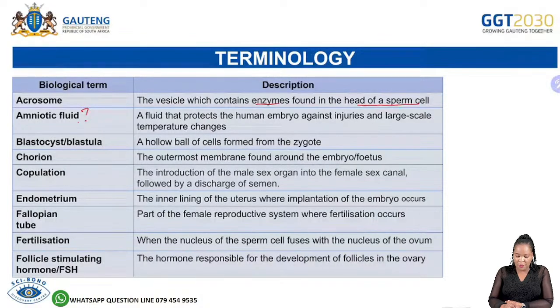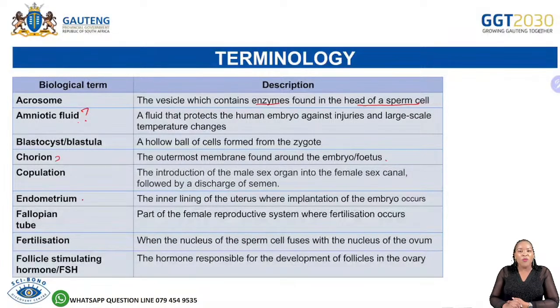Then the blastocyst or the blastula, you're going to learn about that today, but you need to know what is a blastocyst. It is a hollow ball of cells formed from the zygote. Then you will see when the zygote starts forming and developing. The chorion, the outermost membrane found in the embryo or in the fetus. So this is now also on your amniotic egg, what you studied. Then copulation. Copulation is the introduction of the male sex organ into the female sex canal, followed by a discharge of semen. So this is a scientific or a biological term explaining this process here.